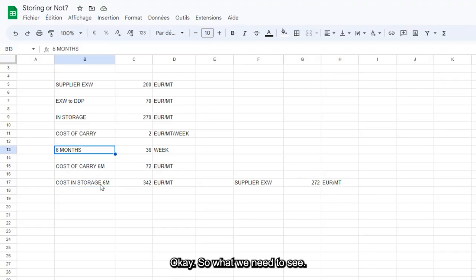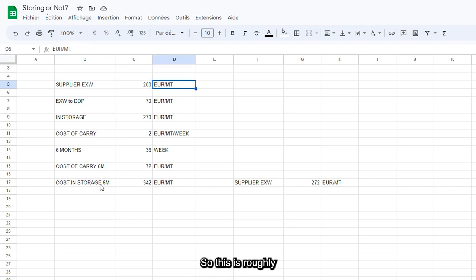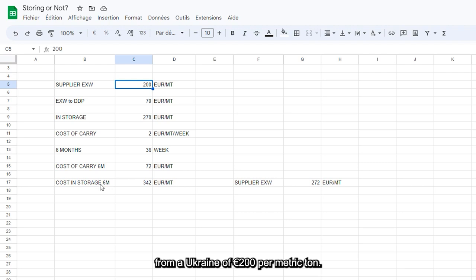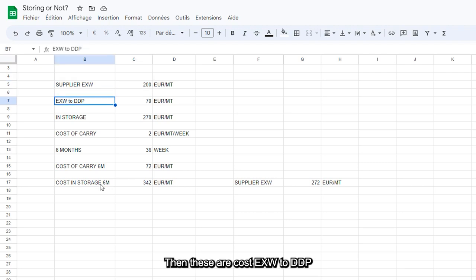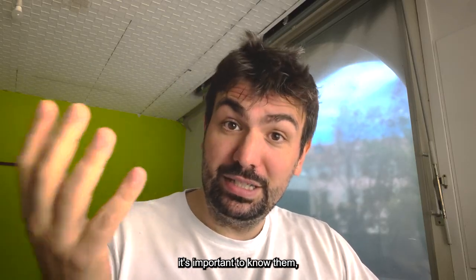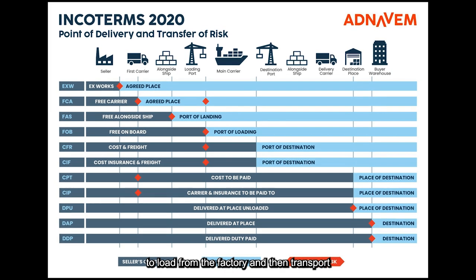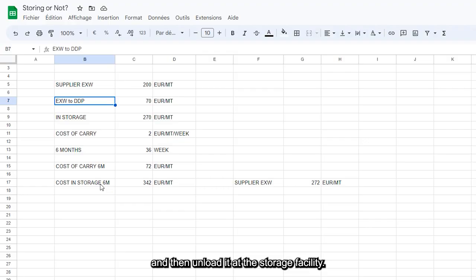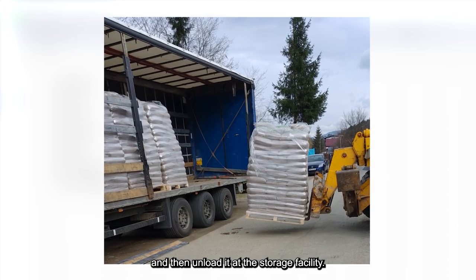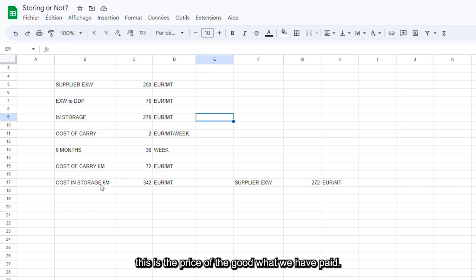Okay, so what we need to see. Here we have the supplier price ex works. This is roughly what we buy at right now from Ukraine, 200 euros per metric ton. Then there is a cost from ex works to DDP. For those of you that don't know your Incoterms, it's important to know them. But this is basically the cost per metric ton to load from the factory, transport the goods to the customs and so on, and then unload it at the storage facility. So when we have the goods unloaded at the storage facility, this is the price of the goods, what we have paid.